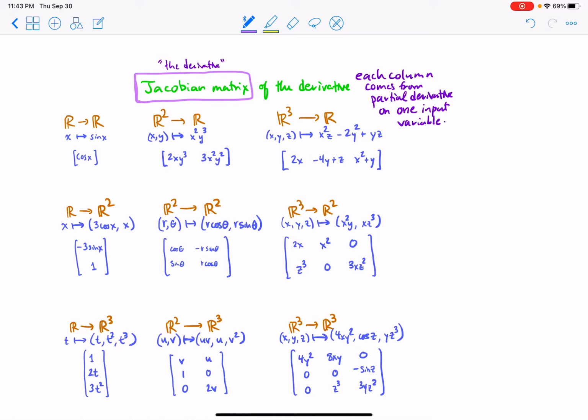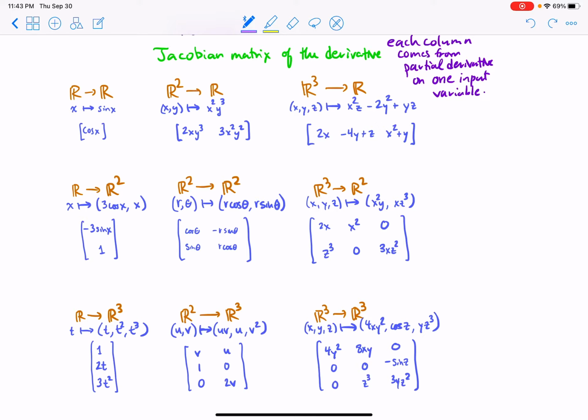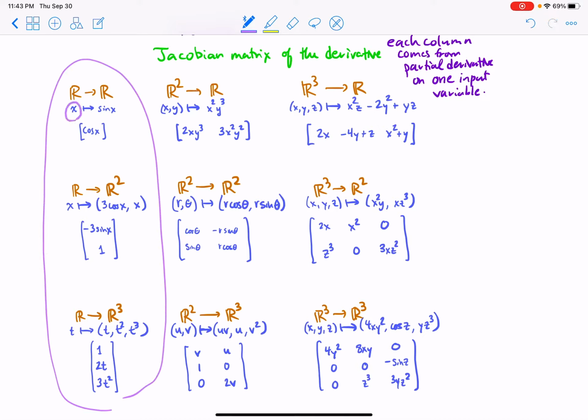So you can look up the Wikipedia page for this, for example. But here are some examples. I gave 9 examples, all of different dimensions. So over here on the left, what we do is we only have one input variable in each of these 3 different maps. We have one input variable. So all we can do is take the derivative with respect to that variable. And we just do that and record the answers in a column.